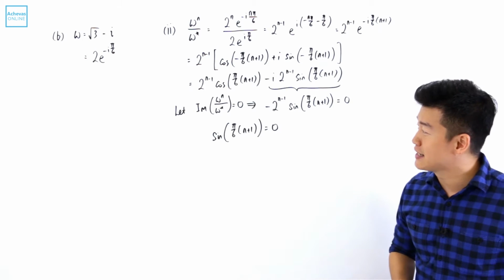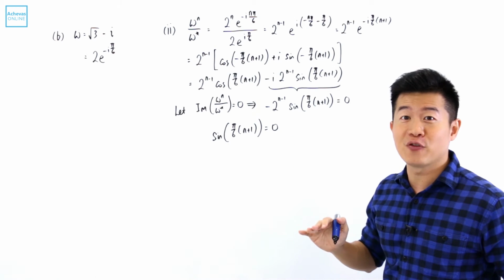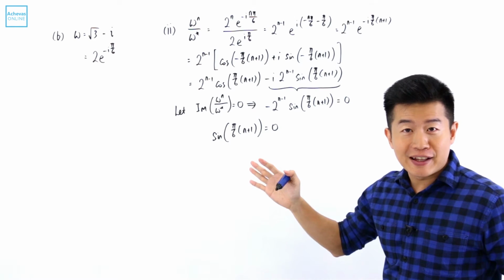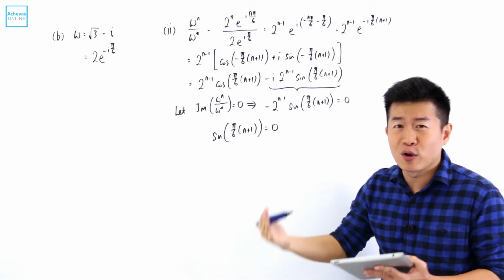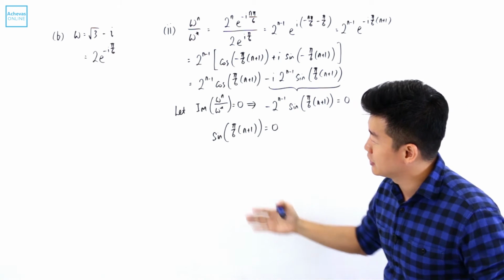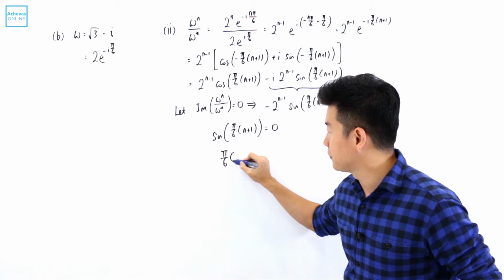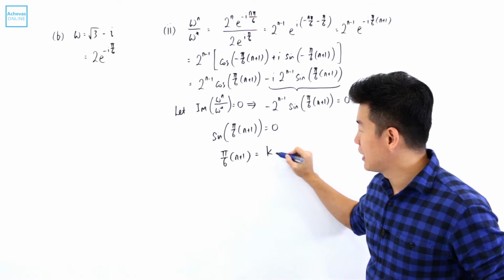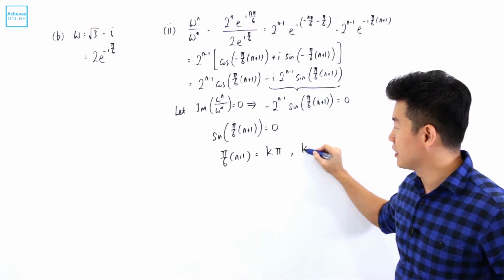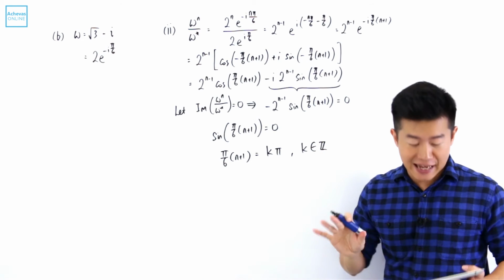According to what we have discussed in our topical outline, when sine of an angle is equal to 0, there's actually a formula. Please take a look at that again if you cannot remember, because it is very useful for this kind of purely real and purely imaginary question. So when sine of an angle is equal to 0, that means that angle must be equal to an integer multiplied by pi. So k here, I'm going to just write it as any integer.